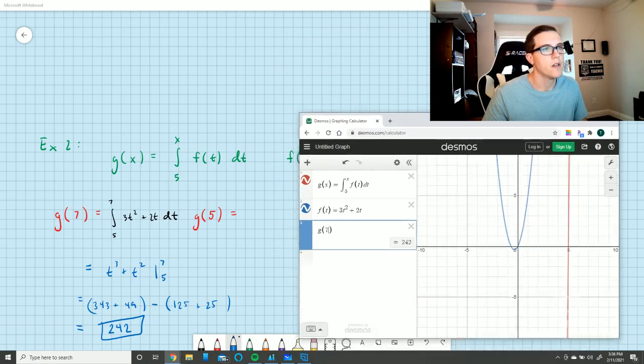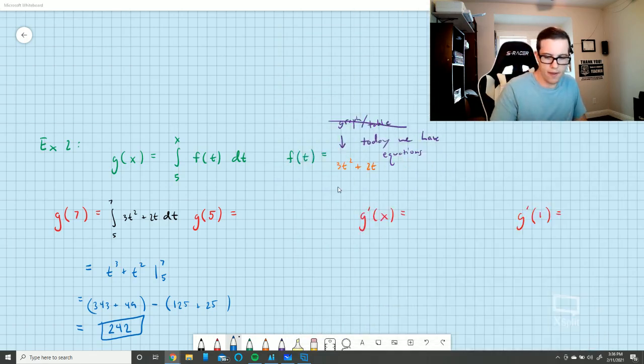Okay, all right, so then what about g of 5? To find g of 5, same deal. Plug 5 in for your bound. Oops, I should have put the function: 3t squared plus 2t. All right. The antiderivative is, again, t cubed plus t squared, evaluated from 5 to 5. Plug it in, you get 125 plus 25.